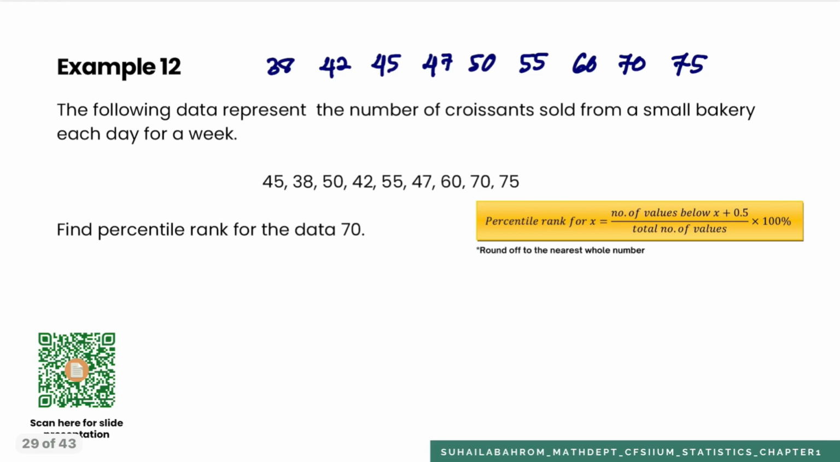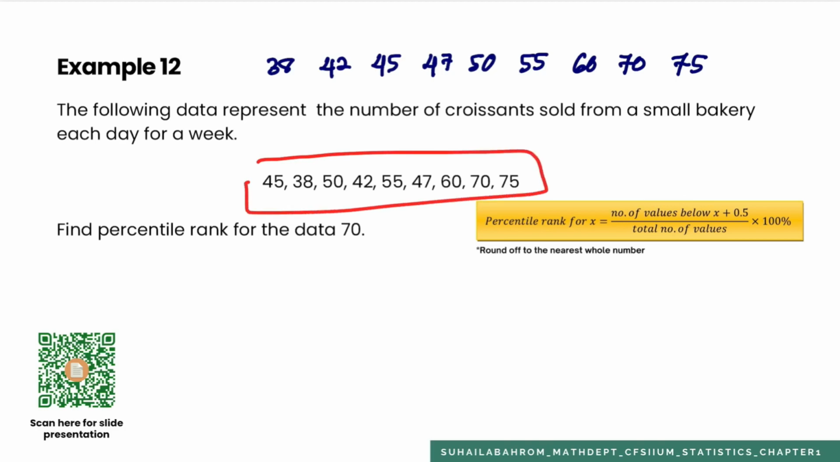So let's look at the example here. The following data represent the number of pastries sold from a small bakery. Okay, let's look at this example. You have this data and what we have to do first is arrange the data in ascending order. So this is after we arrange the data in ascending order. We want to find out the rank for the data of 70. For the percentile rank, you have to calculate how many data are below the value that we try to find the rank for.